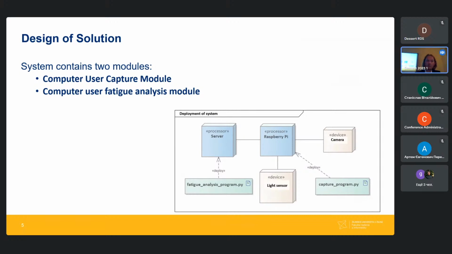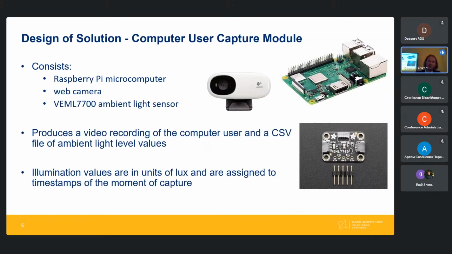For this solution, we designed two modules. First is a computer user capture module, and second is a computer user fatigue analysis module. The first module consists of hardware: a Raspberry Pi microcomputer, a web camera, and an ambient light sensor. This module produces a video recording of the computer user and a CSV file of ambient light level values. Illumination values are in lux and are assigned to timestamps at the moment of capture.